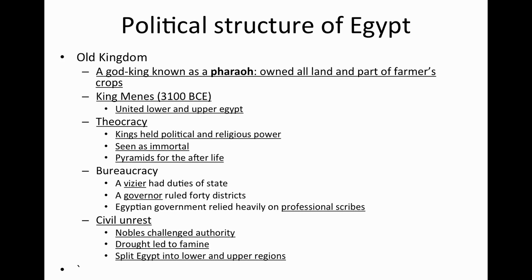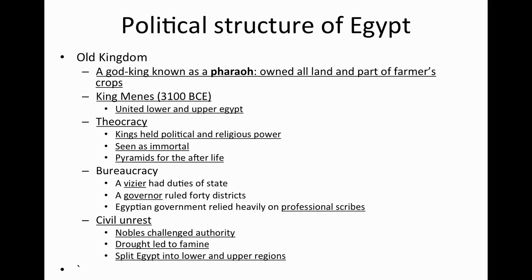All right, what's the political structure of Egypt? What does it look like? Remember, there are three kingdoms. There's the Old Kingdom, the Middle Kingdom, and the New Kingdom. What you want to remember is that Egypt was also a theocracy, right? The pharaoh not only was the political ruler, but he held tremendous religious power as well. He was seen by the people as being immortal, and hence why pyramids were established to help him get to the afterlife. Egypt was highly centralized with large bureaucracies.